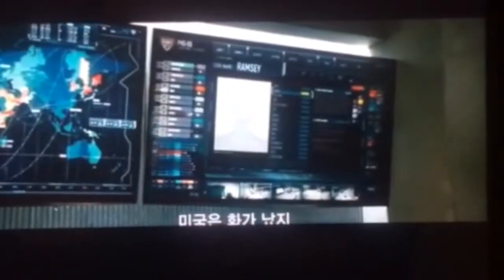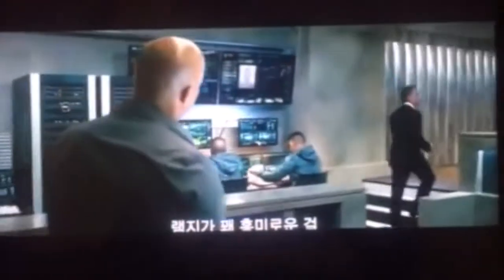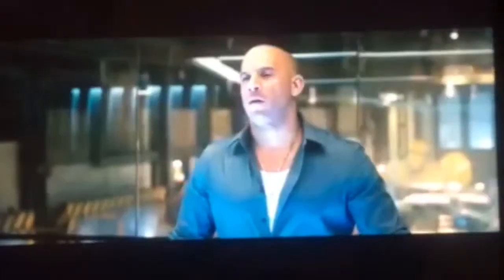Dom gets new allies, and he finds out that in order to get Shaw, he needs to get a hacker named Ramsey, who's under custody right now by some bad guys. And so they have to do this by getting into the secure place where Ramsey is being held hostage.